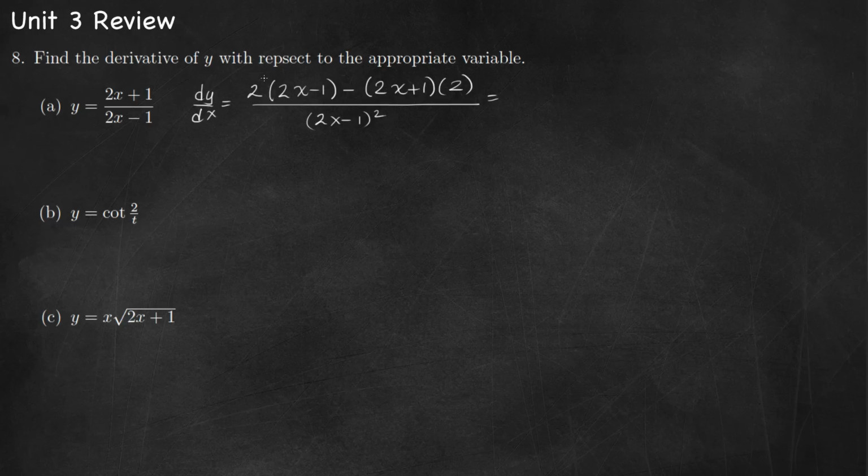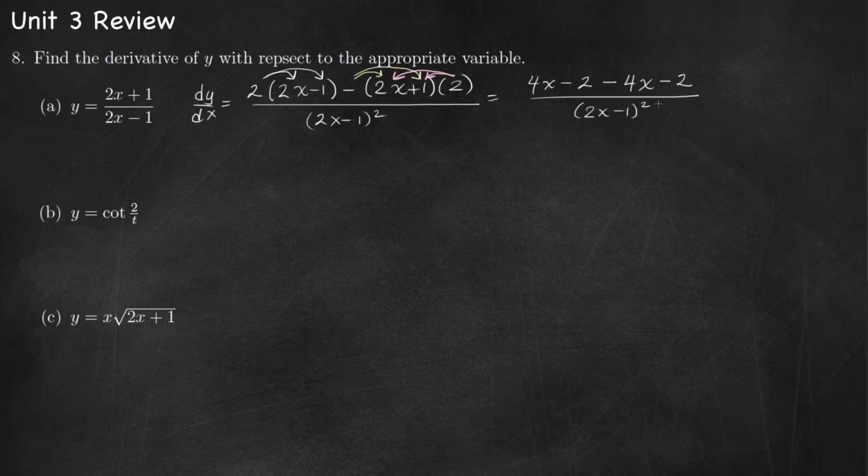So in the numerator, I have 2 times 2x, and then 2 times negative 1. And then, well, let's do that part first, I guess. So we've got 4x minus 2 minus, here I'm going to distribute the negative and the 2 at the same time. So I have to multiply the 2 by the 1 and the 2 by the 2x, and then I have to multiply all of that by negative one. So essentially I'm multiplying 2x plus 1 by negative 2. Okay, so I have the 2 times the 2x is 4x times the negative 1 is minus 4x. Then I have 2 times 1 times the negative 1, which is negative 2.